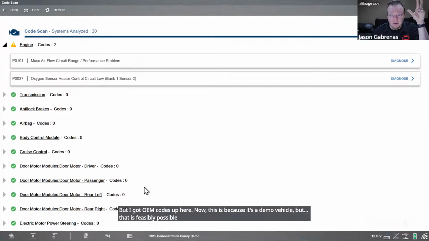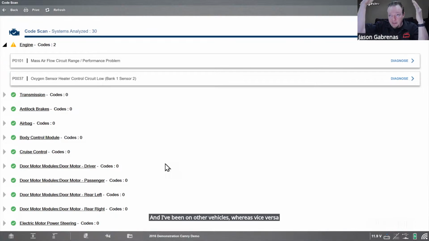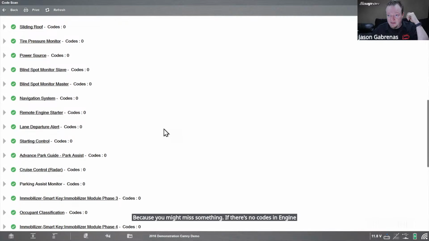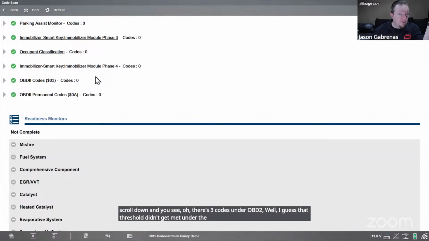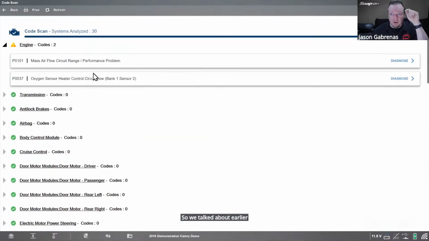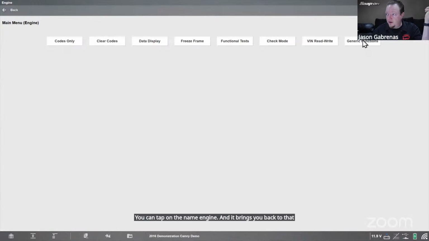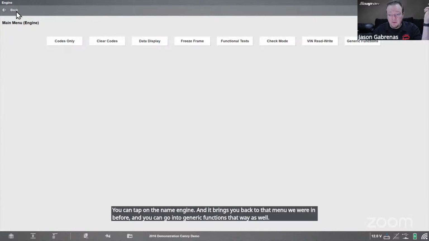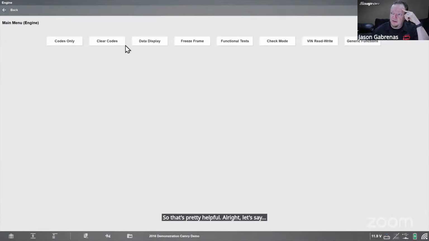I've been on GM vehicles where that was the case, where I had a couple in the OEM side and I had nothing on the generic side. And I've been on other vehicles where it was vice versa. So you got to make sure you check them all because you might miss something. If there's no codes in engine and then you scroll down and you see, oh, there's 3 codes under OBD2, well, I guess that threshold didn't get met under the OEM side, right? So we talked about that earlier. Also through here, from the code scan screen, you can tap on the name engine, and it brings you back to that menu we were in before, and you can go into generic functions that way as well. So that's pretty helpful.